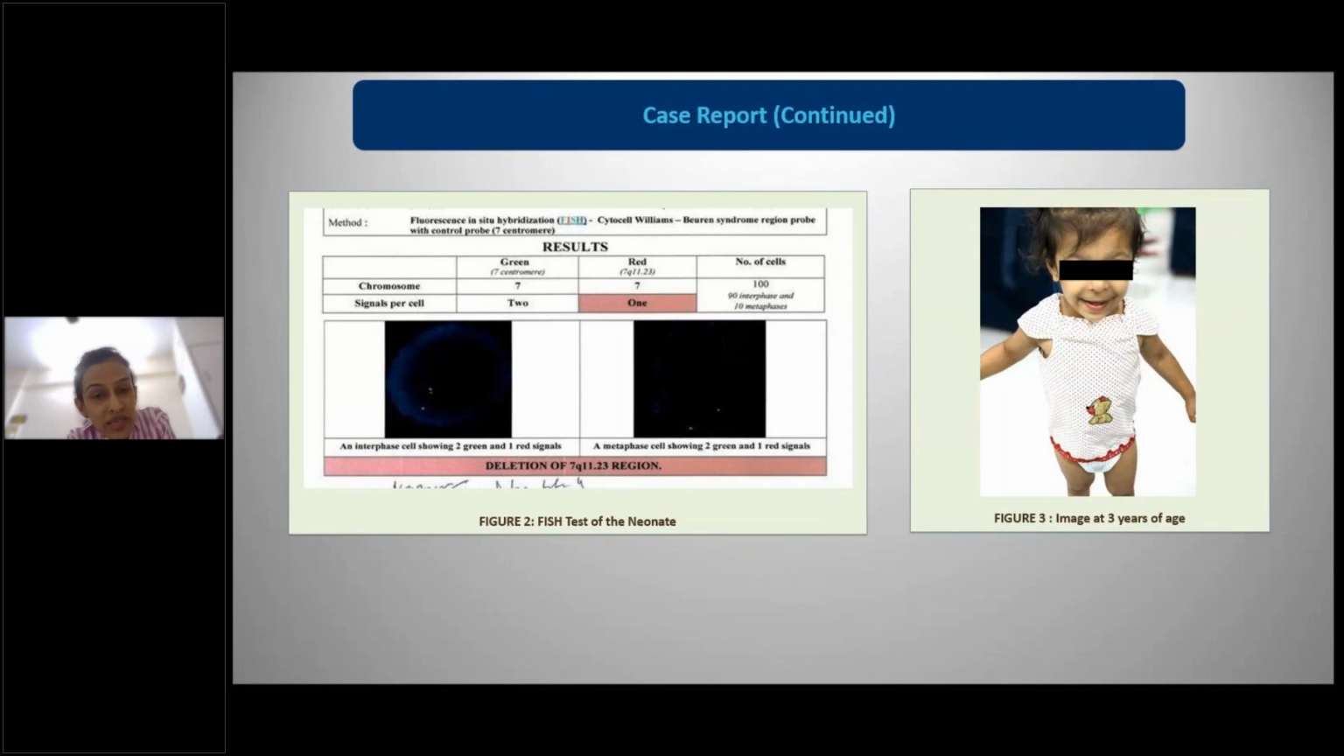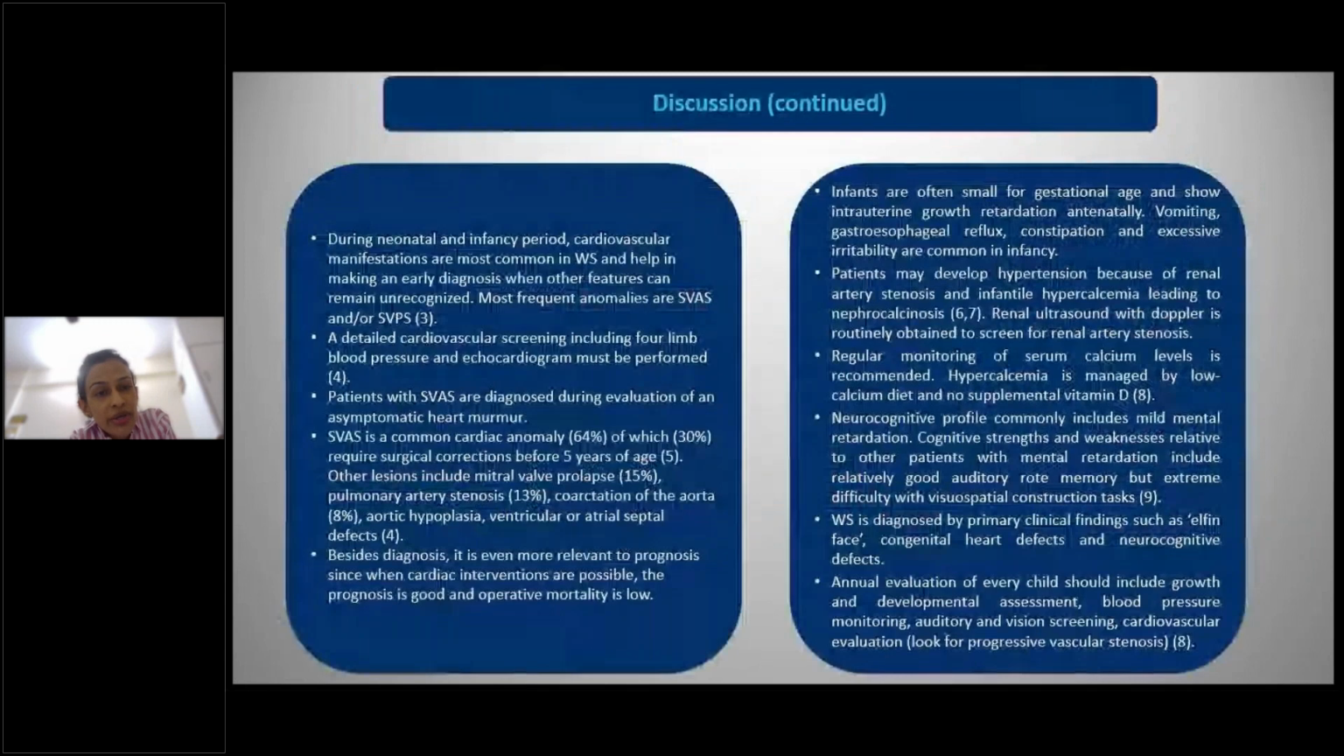Can we go to the next slide, please, for the continuation of discussion? Yes. So during neonatal and infancy period, cardiovascular manifestations are most common in Williams syndrome and help in making an early diagnosis when other features can remain unrecognized. The most frequent cardiac anomalies are supravalvular aortic stenosis or supravalvular pulmonary stenosis. A detailed cardiovascular screening, including blood pressure and echocardiogram, must be performed.